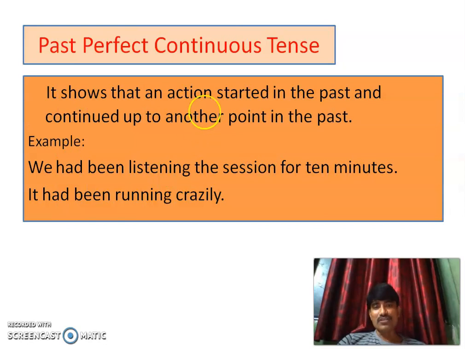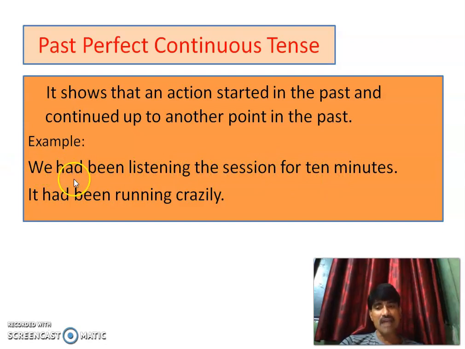Past perfect continuous tense. In the past itself, the action started somewhere and up to a certain point it was continuous. In order to give this sense, past perfect continuous tense is used. For example, we had been listening to the session for 10 minutes. It means somewhere before 10 minutes we started, and continuously up to now we were listening.